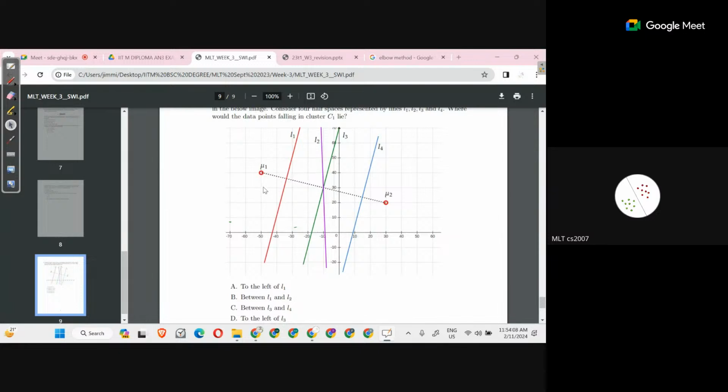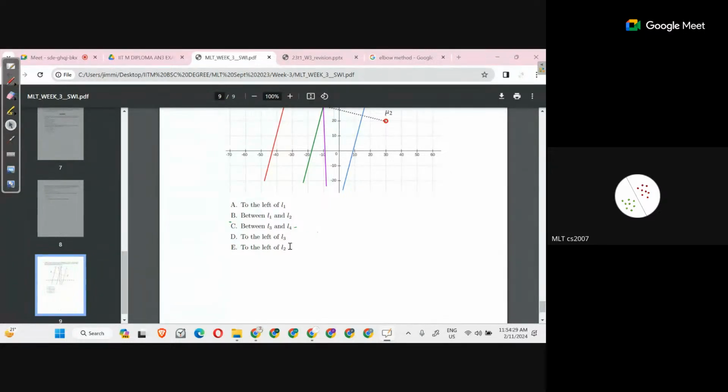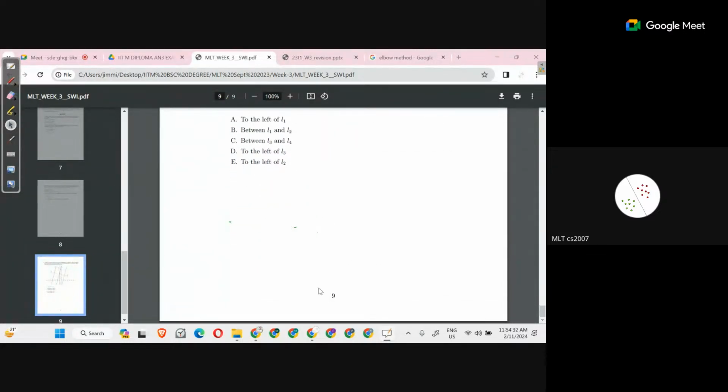So obviously, L3. We have to select the line which is bisecting this mu1 and mu2 line, mu2 minus mu1. So this is the line which is bisecting it. Any point which is on the left side of this L3 will be in the same cluster C1, to the left of L3. So I hope that's all.